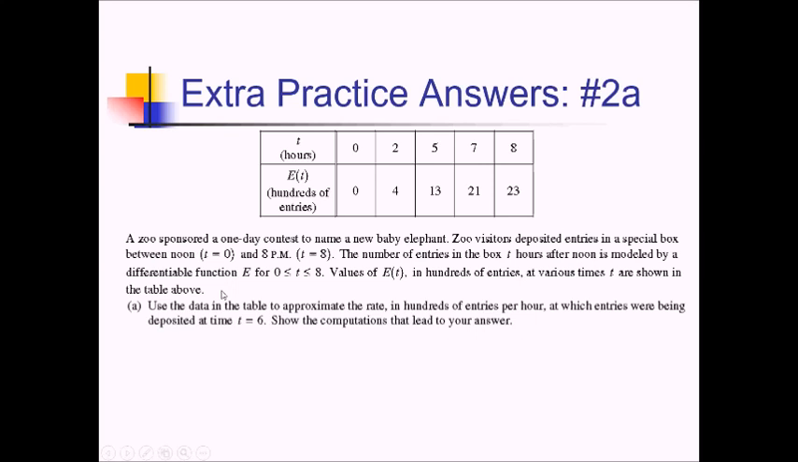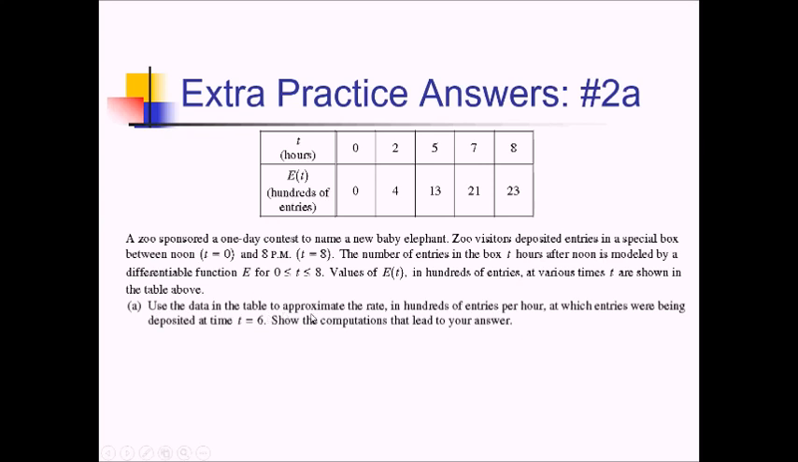And now based on all this, our first task is to use the data in the table to approximate the rate in hundreds of entries per hour at which entries are being deposited at time 6. So we're basically trying to figure out E prime of 6 and estimate that. Since I can't figure out the instantaneous rate of change of E at 6, I'm going to approximate that, like they said, with the average rate of change on an interval that includes 6.